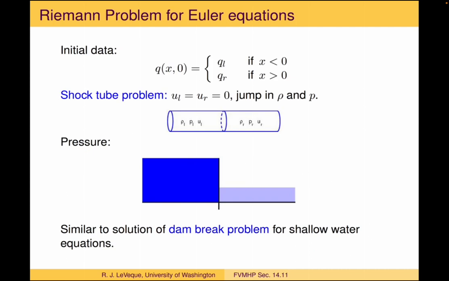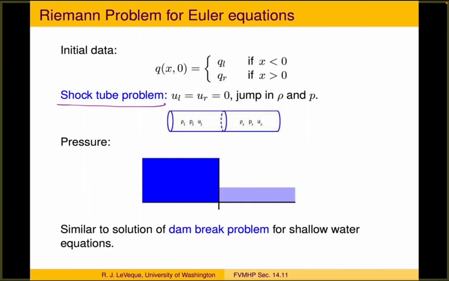So if we look at a general Riemann problem for the Euler equations, we would have jumps in all 3 variables, but if we look at a simple case where we take the velocity to be 0 on both sides, that gives us what's called a shock tube problem. So you can think of this as a tube of gas that has a membrane separating high pressure gas on one side with lower pressure gas on the other side, say, but with 0 velocity in both cases. And then at some initial time you break that membrane and see what happens.